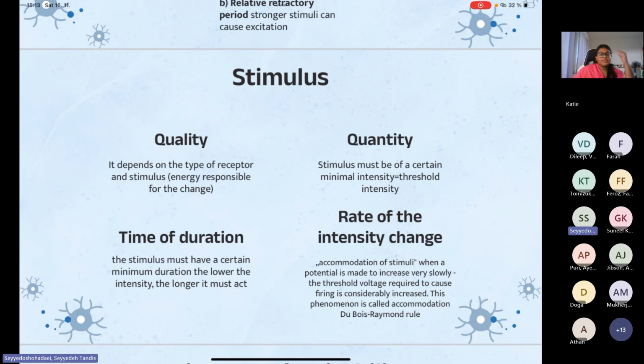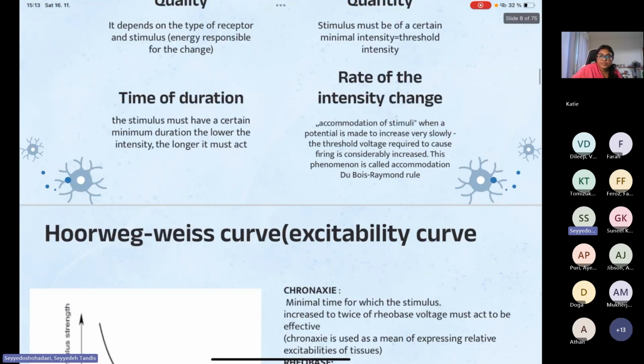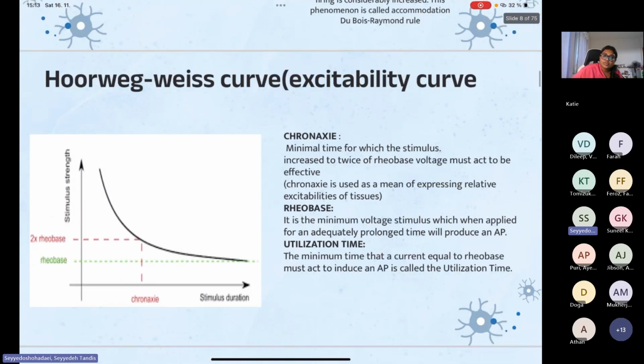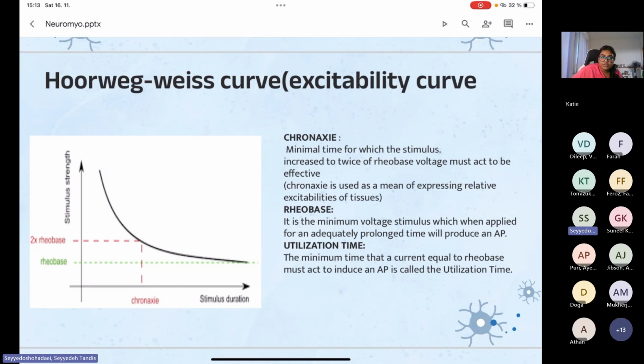And then, except for quality and quantity, the duration of time is also really important. The stimulus has to be there for a certain duration to cause an action potential. If not, it won't cause an action potential. You have a graph for it, which is this graph. It has a hard name. I'm not going to even try to pronounce it. And these are the things you need to know about it.